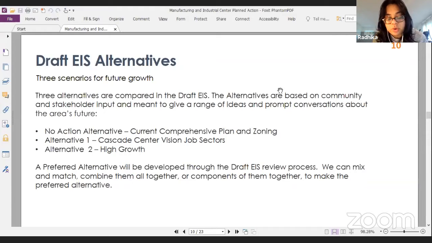The alternative 2 is one we call the high growth alternative, which essentially assumes that existing patterns would continue, but then there would be really high growth and the growth would extend in existing ways. And once we go through the draft EIS process and get comments on these conceptual alternatives, we'll develop a preferred alternative, and we can mix and match, we can combine them all together or combine specific components together, or just assume that one of these alternatives would be the preferred alternative.